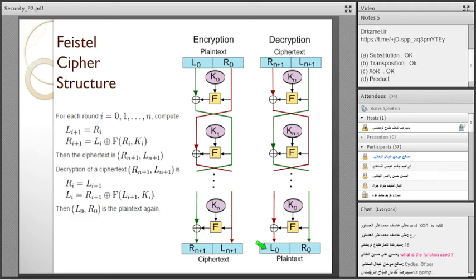For decryption, you use the same tower, the same board. You give the ciphertext, and instead of starting with the first key, you start with the last key. You follow the tower, and then you reach the plain text. It's the same, a cycle of XOR.